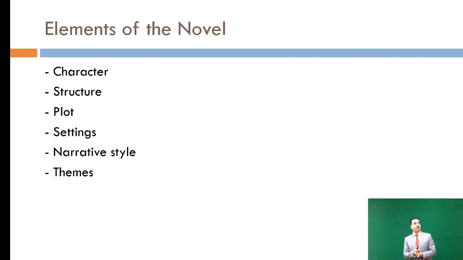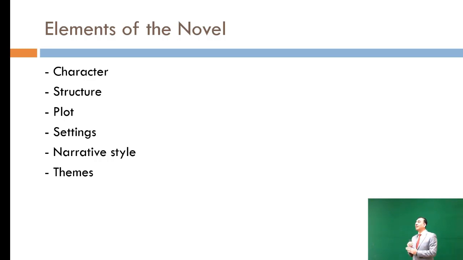Then, what are the main elements of the novel? It is important to know the main elements if you would like to understand the novel, and if you are reading a specific novel and you are not understanding what's going on in this book. So if you would like to have good information about the novel, you have to know the main elements of the novel. It is too important to know these elements.